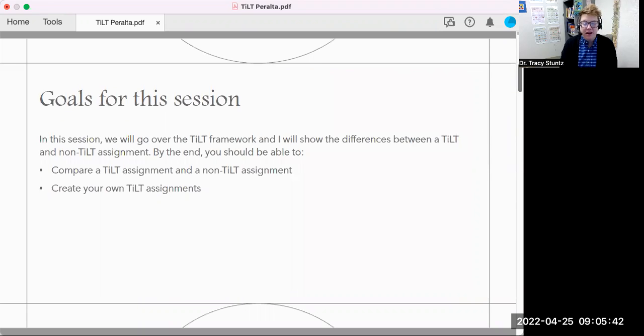I'm going to first talk about the goals for this session. In this session, we will go over the TILT framework, and I'm going to show you the difference between a TILT assignment and a non-TILT assignment. By the end of this session, you should be able to compare a TILT assignment and a non-TILT assignment and create your own TILT assignments.